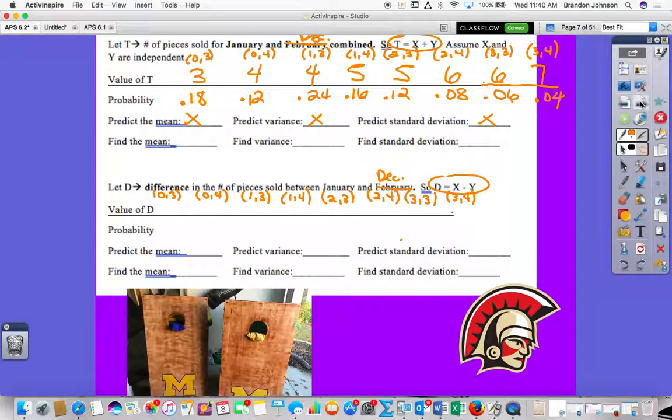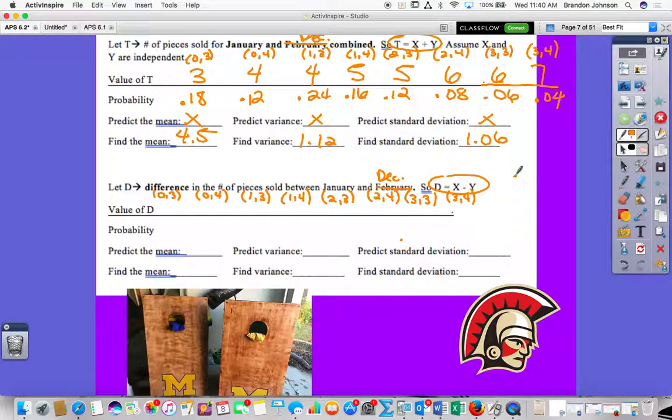Did anyone find the mean, variance, and standard deviation of this? Yes. 4.5. Perfect. Good job. 1.12. Is this the variance? Yeah. Perfect. And standard deviation? 1.06. Now, here's what I want you to look at, okay?